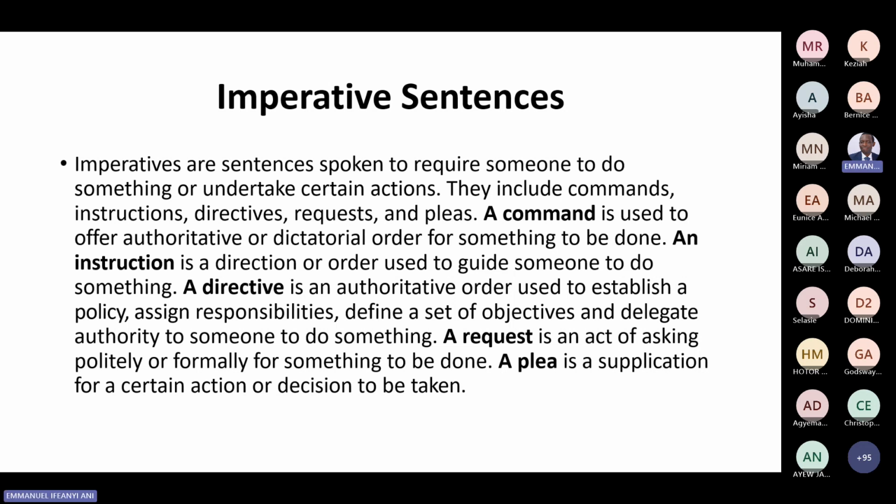You can see that some are what we call the hard imperatives. Some are the soft ones. So imperatives range in tone, ranging from the hard to the soft. You can see the hardest ones are the commands and directives. The softest ones are the requests and the pleas.